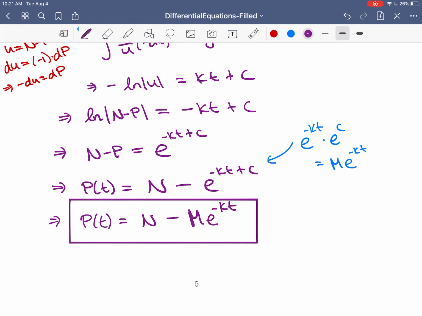So that's a very brief introduction into differential equations.